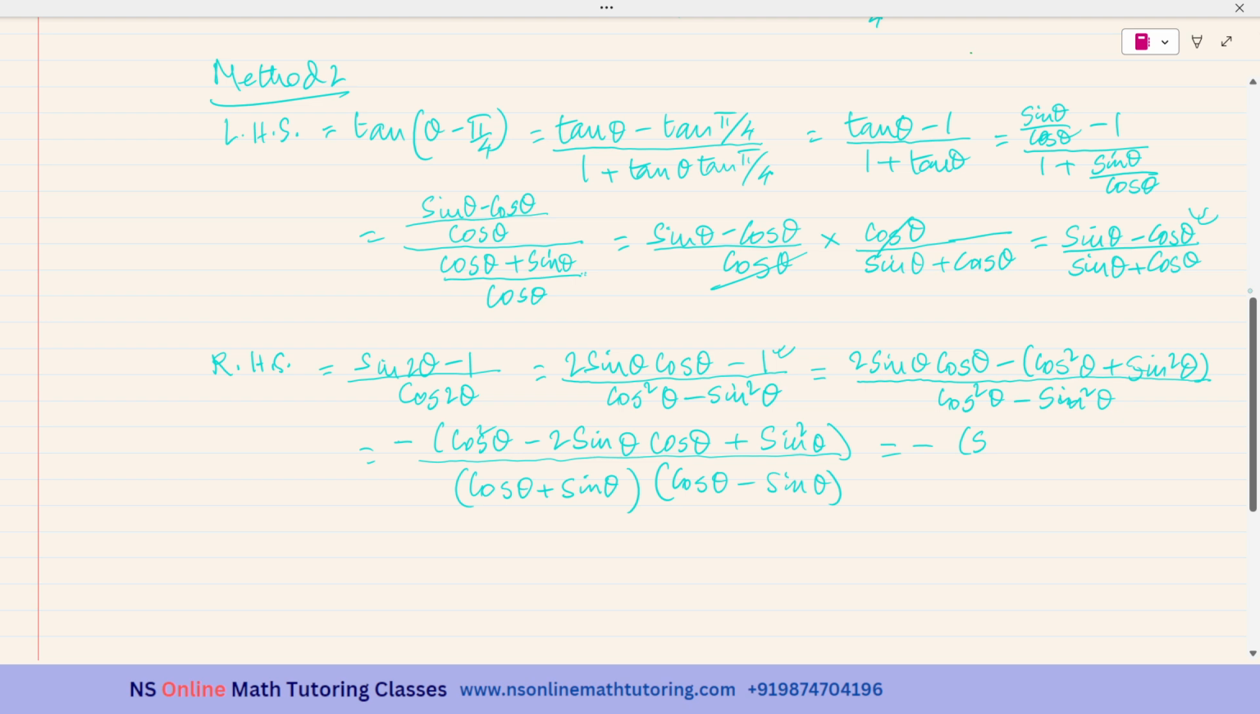So, and cos theta minus sin theta, and over here I am having sin theta minus cos theta. So therefore, I'll be writing this as minus sin theta minus cos theta whole square over minus, this I am writing as sin theta plus cos theta, and this as sin theta minus cos theta minus cos theta.